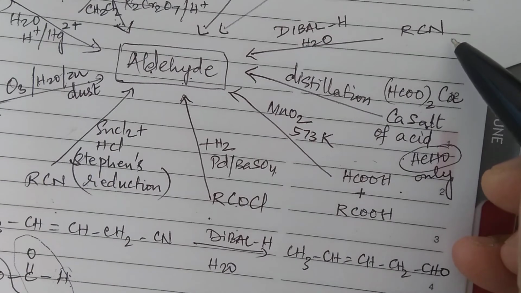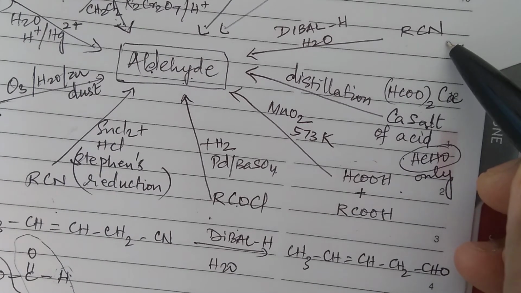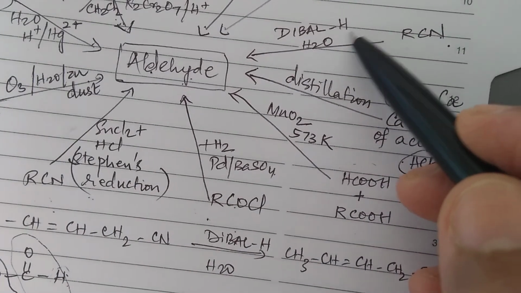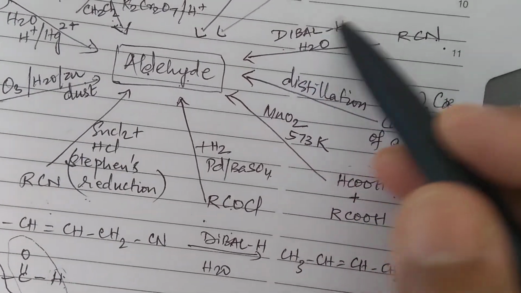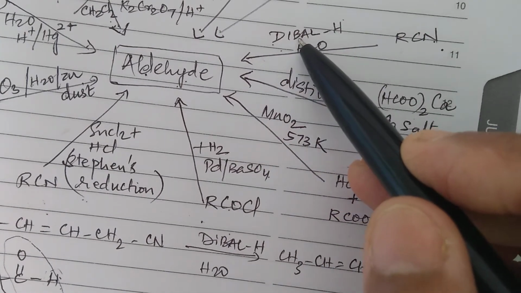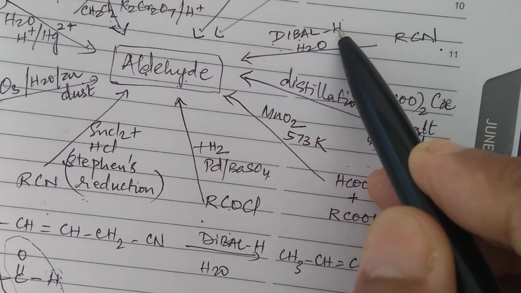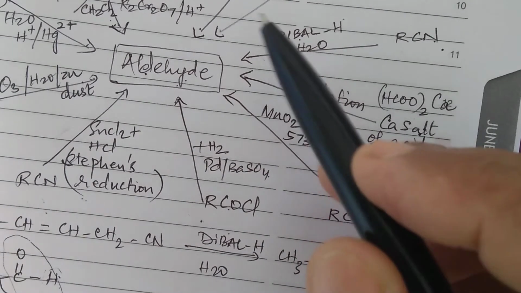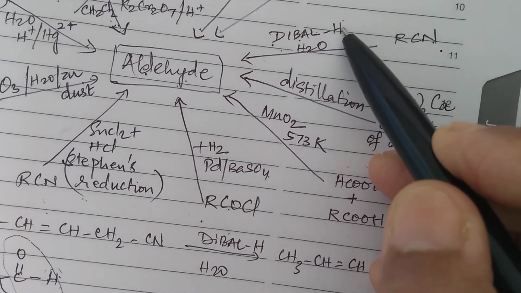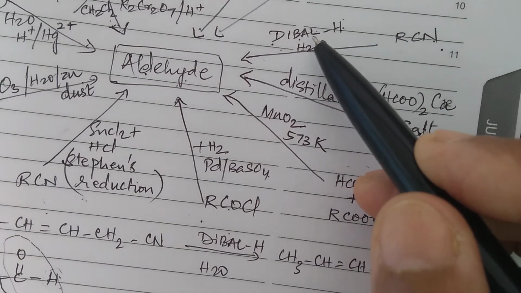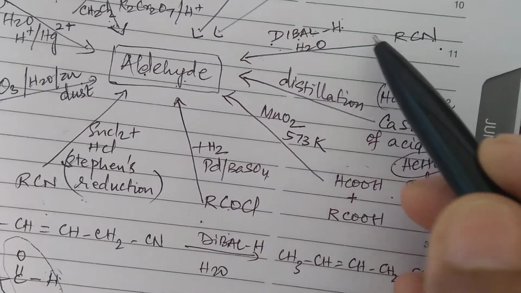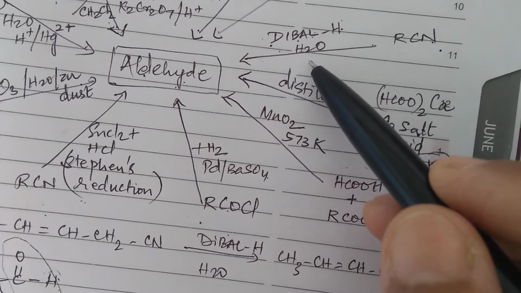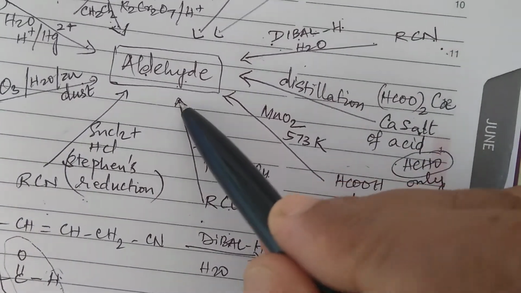Then from RCN, just like your Stephen's reduction, from RCN by using another reducing agent called DIBAL-H. What is DIBAL-H? Di-isobutyl aluminium hydride. D for di. Two isobutyl groups are there on either side of aluminium and one hydrogen. You know, aluminium is trivalent, is it not? So aluminium has one hydrogen and on both sides isobutyl groups. That is called as DIBAL-H. It's a reducing agent. Followed by hydrolysis, you can get aldehyde.